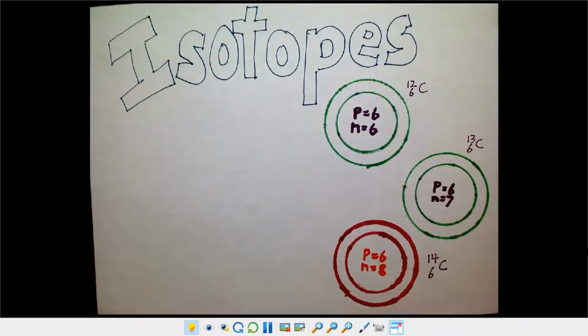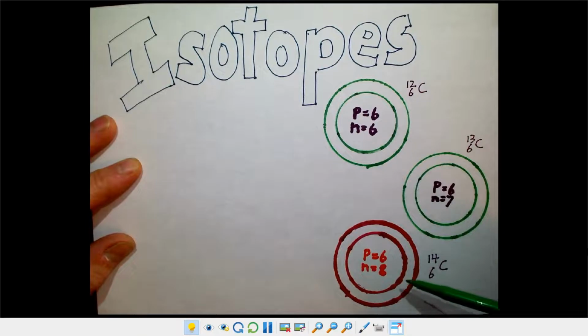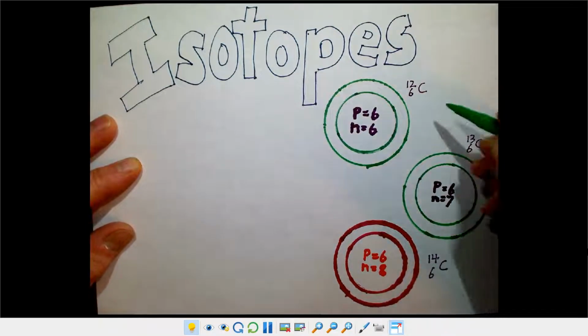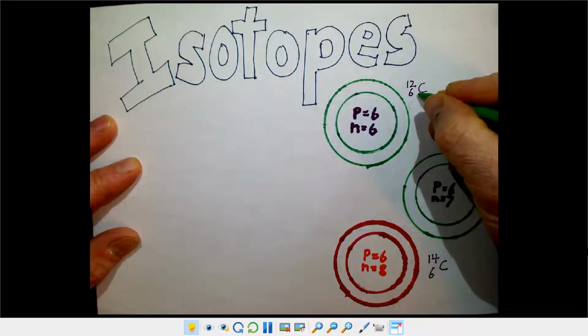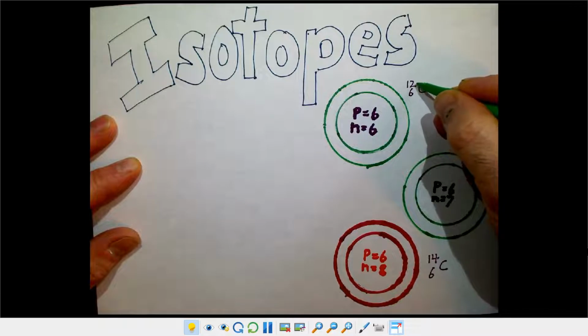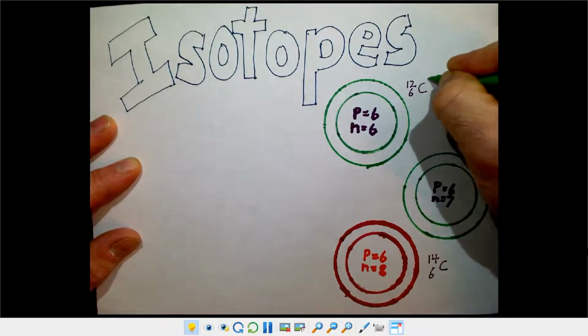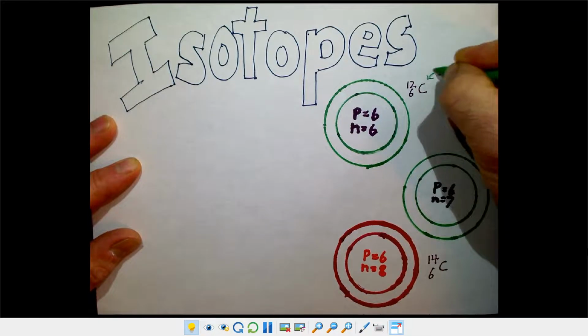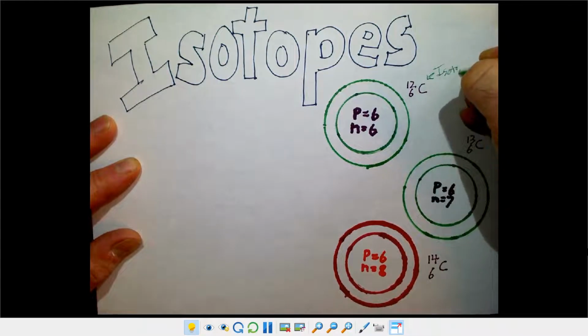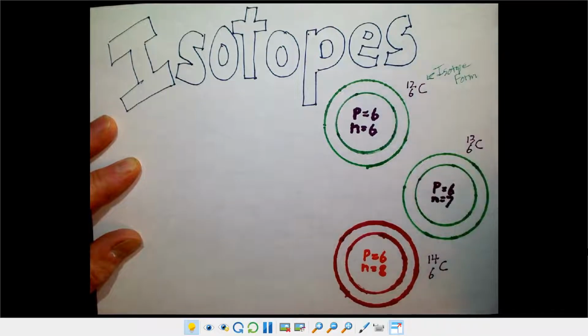So if we take a look, these are three different isotopes that we have for carbon. This one right here is called carbon 12 because it's got the 12 as your top part. And by the way, this is called the isotope form for the element. So if anybody ever asks you to specify the isotope, you would write it in this form.